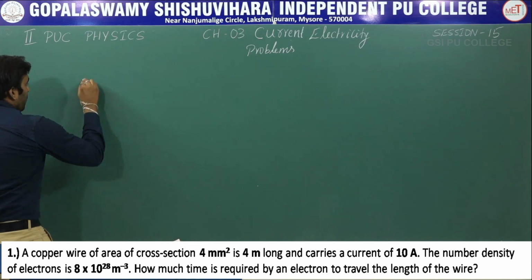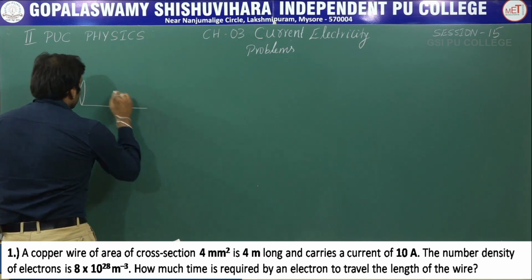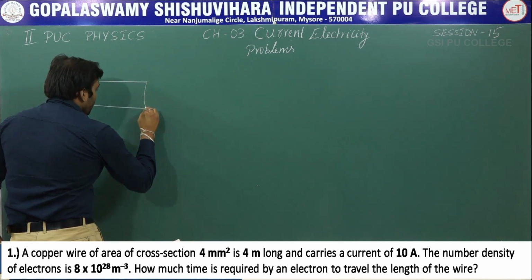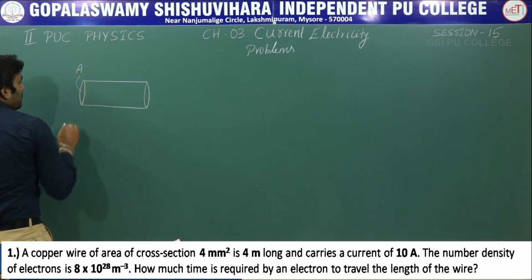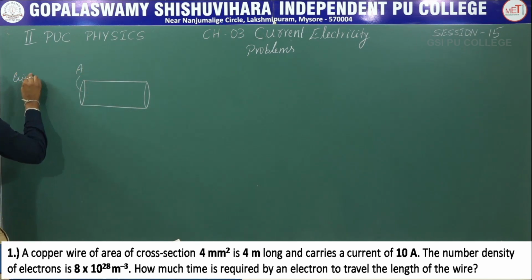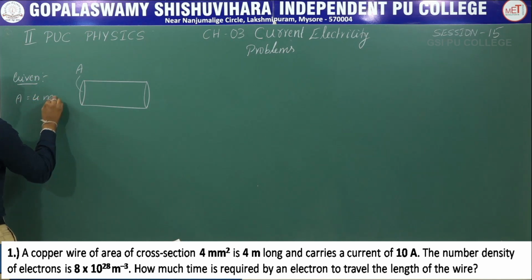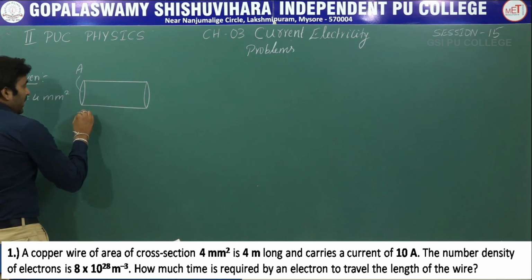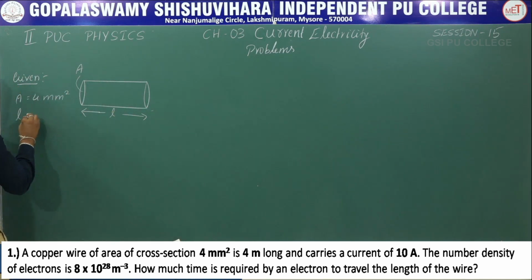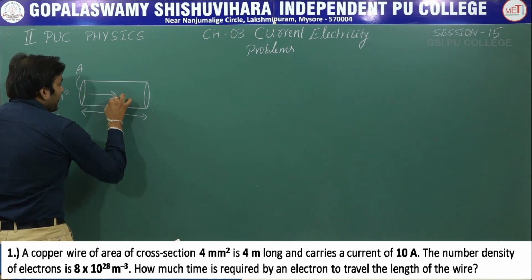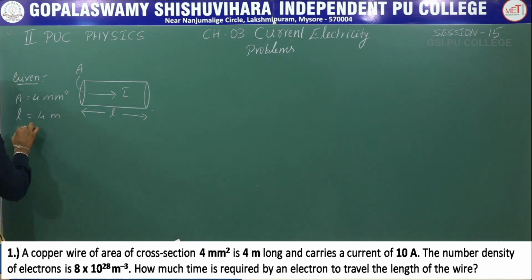We have a wire. The area of cross section is given. A is equal to 4 millimeter square, and also the length of the wire is given. This is the length of the wire, L is equal to 4 meter. Next, this conductor is carrying a current I which is equal to 10 ampere.